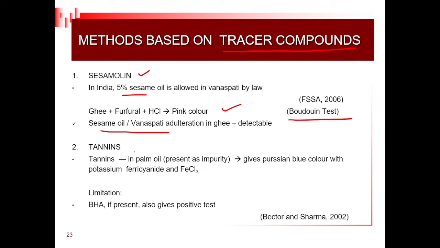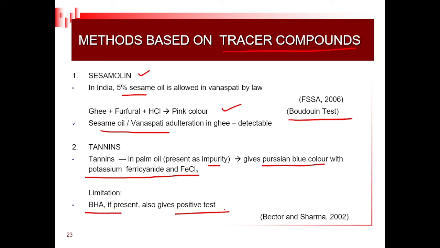Okay, then another test which is based on a tracer component. As I already told you, a tracer is not present in the pure fat, but is present in the adulterant which we are targeting to detect. Tannins are present as an impurity in palm oil, and they give a Persian blue color with potassium ferricyanide and ferric chloride. If the refining of the palm oil is not proper, then tannins will be there in the palm oil, and these tannins will produce the Persian blue color with potassium ferricyanide and ferric chloride. Its limitation is that if BHA is added, although BHA is now not permitted in ghee, if it is present, it also gives a positive test.